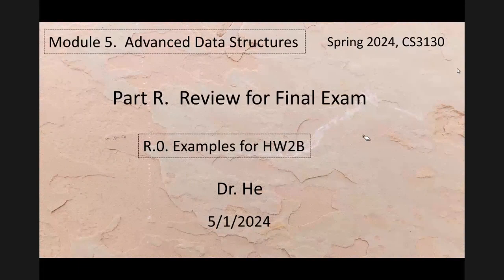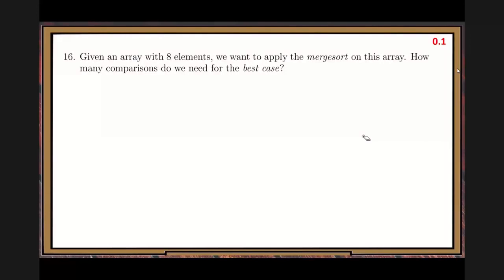You also need to look at number 16 and number 17 about the merge sort, right? Yeah, about merge sort.